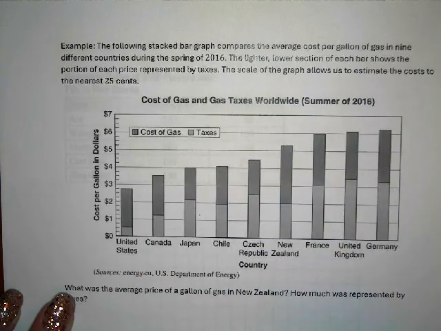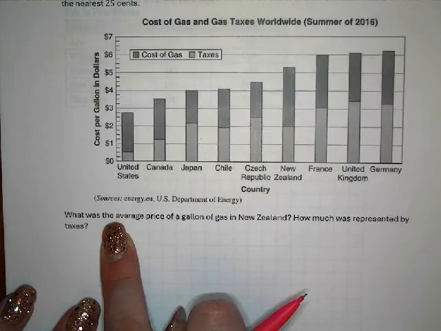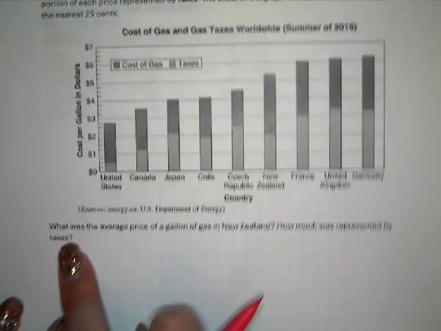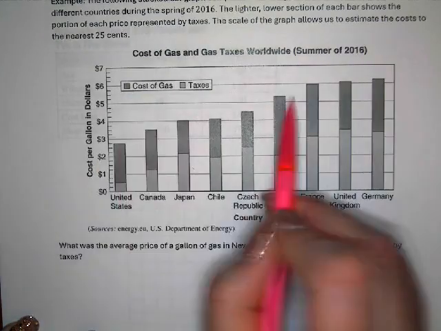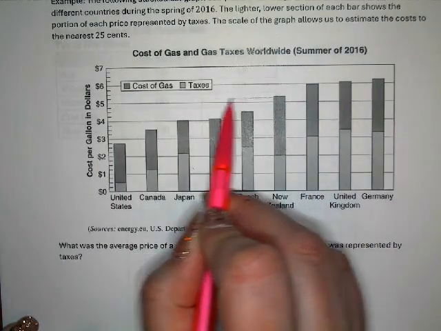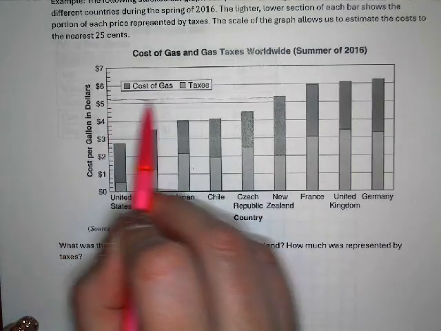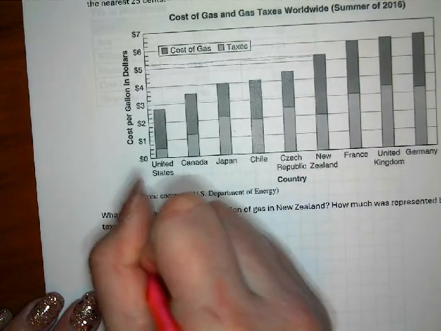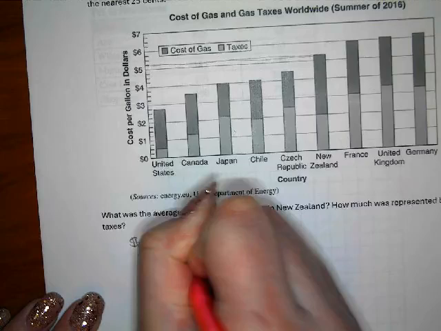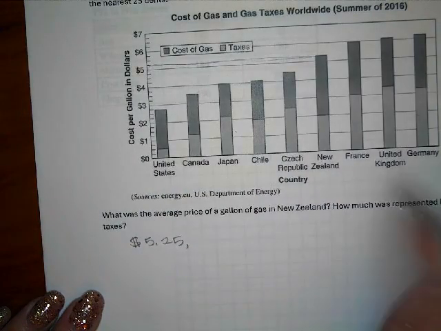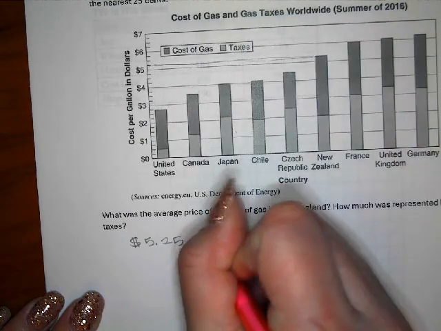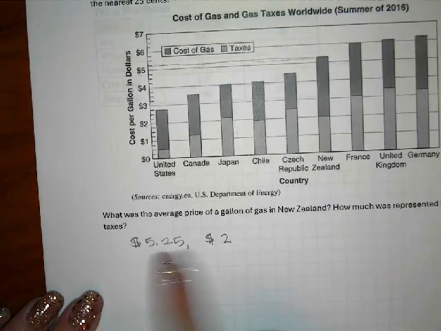All right, so it says, what was the average price of a gallon of gas in New Zealand and how much was represented by taxes? So in New Zealand, the gas, it looks like, if I had a straight edge, this would be a lot easier. So it looks like in New Zealand, the gas prices are about $5.25. And the portion that is represented by taxes would be up to here, the second line, which is $2. So a gallon of gas is $5.25, and $2 of that contribute to taxes.